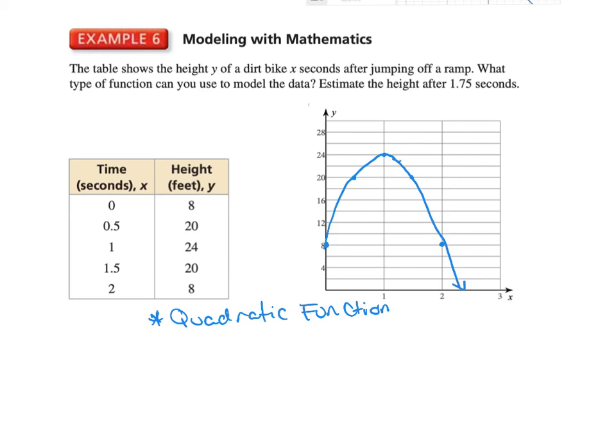They're asking us to estimate the height after 1.75 seconds. So 1.75 is about here. Let's trace our way up and over. It looks like it's about, what's that, 14? So about 14 feet. And that is the end of lesson 1.1 and the second part.